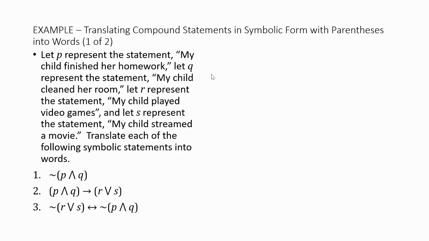Let P represent the statement, my child finished her homework. Let Q represent the statement, my child cleaned her room. R represents the statement, my child played video games. And S represents the statement, my child streamed a movie. Translate each of the following symbolic statements into words.